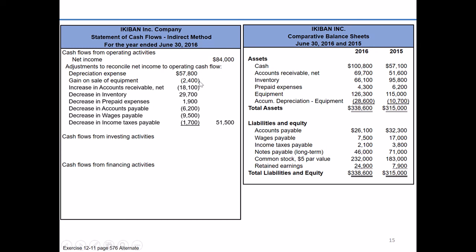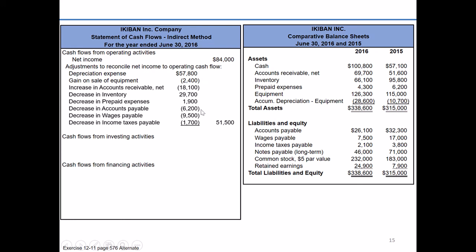a decrease of $2,400 for our gain on sale of equipment, $18,100 subtracted for our increase in AR, $29,700 added for a decrease in inventory, along with $1,900 added for a decrease in prepaid expenses. In addition, we've got a subtraction of $6,200 for a decrease in accounts payable, $9,500 for a decrease in wages payable, and last but not least is a $1,700 decrease in income taxes payable.